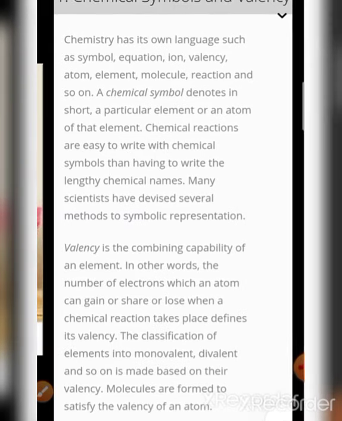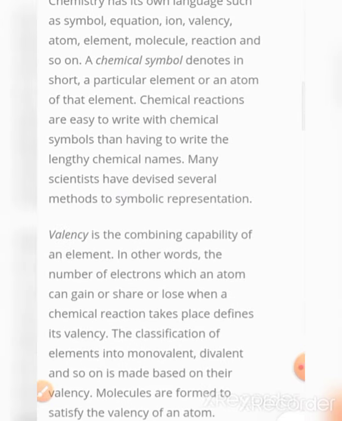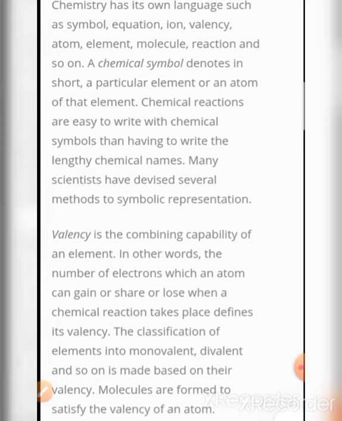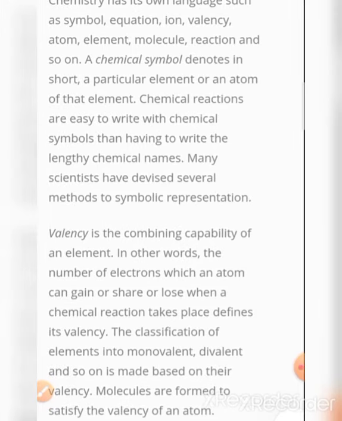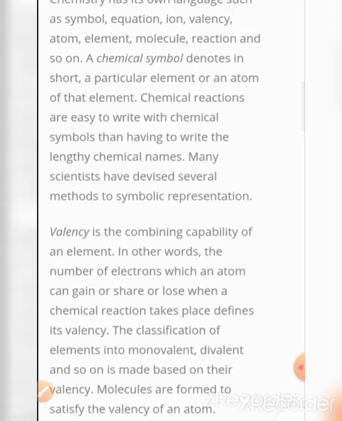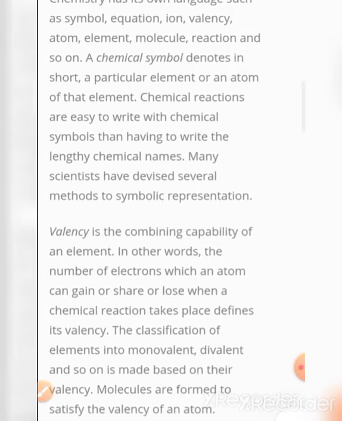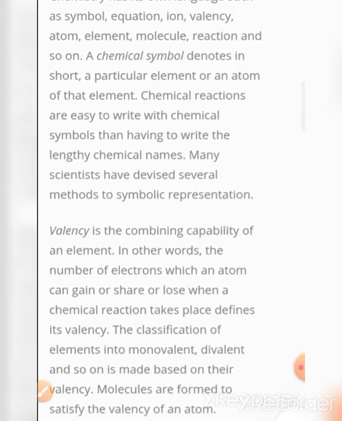Valency is the combining capacity of an element; in other words, the number of electrons which an atom can gain or share or lose when a chemical reaction takes place defines its valency. The classification of elements into monovalent, divalent, and so on is made based on their valency. Molecules are formed to satisfy the valency of an atom. It means the combining capacity of an atom is known as the valency of that atom.